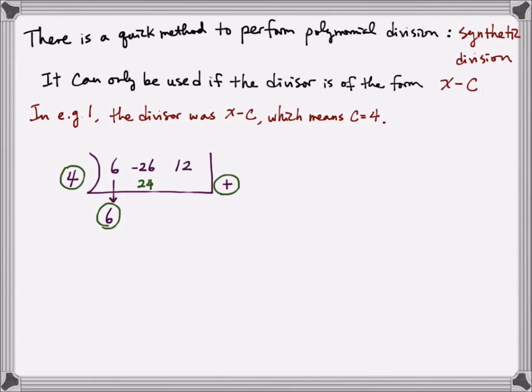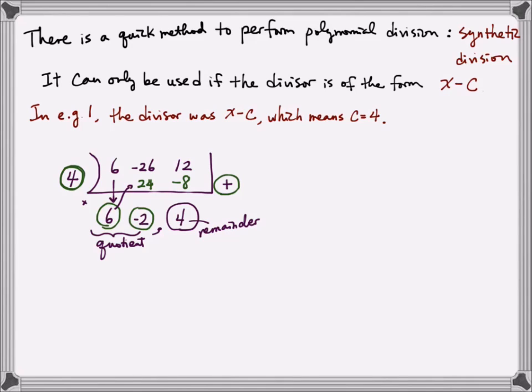And we add those two numbers next. So negative 26 plus 24 gives me negative 2. Then take 4 again, multiplied by negative 2, get negative 8, and put it right below the 12. We again add those two numbers to get 4. We'll stop here because there are no more numbers to do. And this last number here is called the remainder, and we typically put a comma right in front of it to tell us that that is the remainder, and everything before it is going to be part of the quotient.